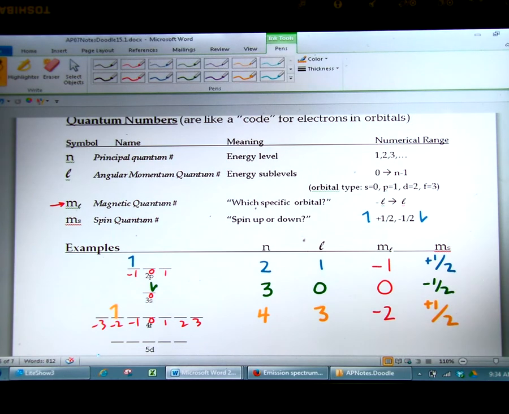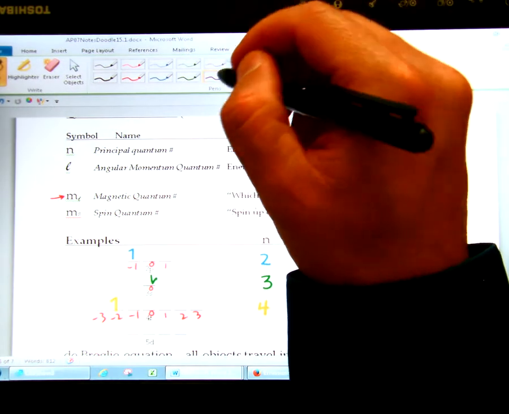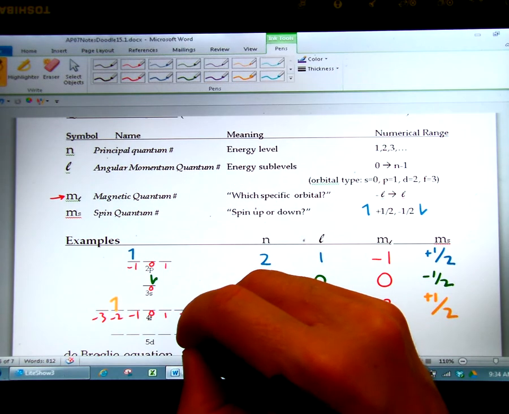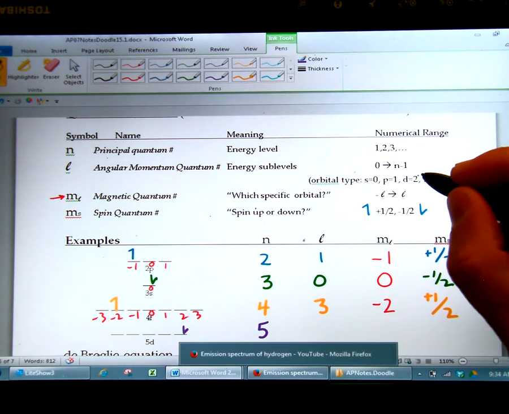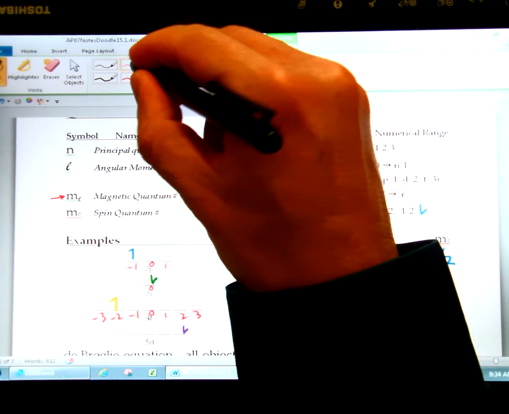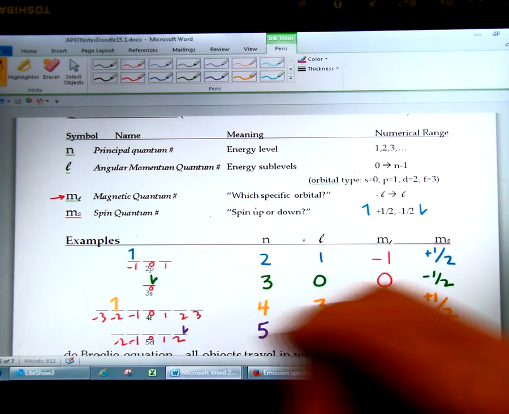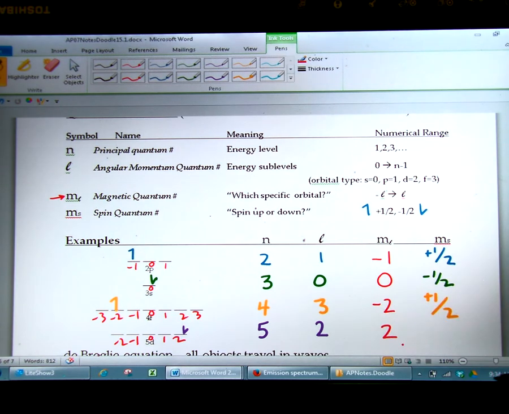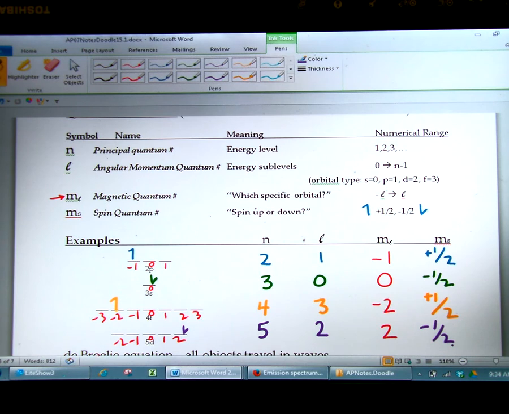All right, we'll take our last one, 5D. Let's suppose that we point down in the last orbital right there. So energy level 5 is where we're at. L is which specific orbital? It's a D, so L is 2. The M sub L you have to count from the middle, so 1, 2, -1, -2. So this is going to be a +2. And the M sub S, it's spinning down, so it's a -1/2. So even though this looks kind of confusing, it's just a very, very simple coding for electrons.